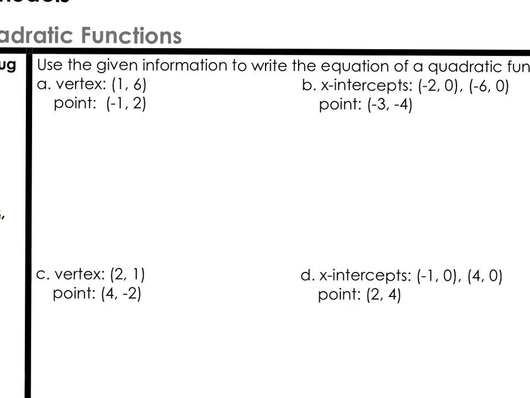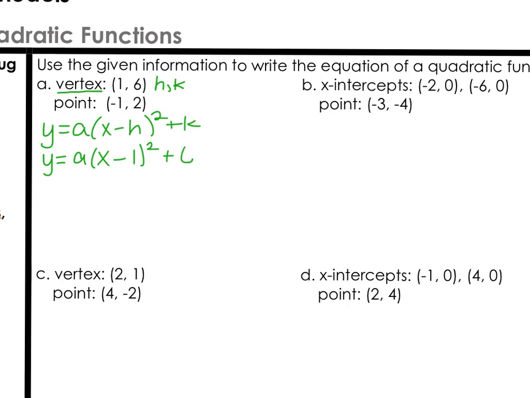Use the given information to write the equation of a quadratic function. In example A, we're given the vertex as (1, 6). That's going to be our h and our k value. If we start off with that template for vertex form, y equals a times (x minus h) squared plus k, and substitute our values in for h and k, we're going to have y equals a times (x minus 1) squared plus 6.